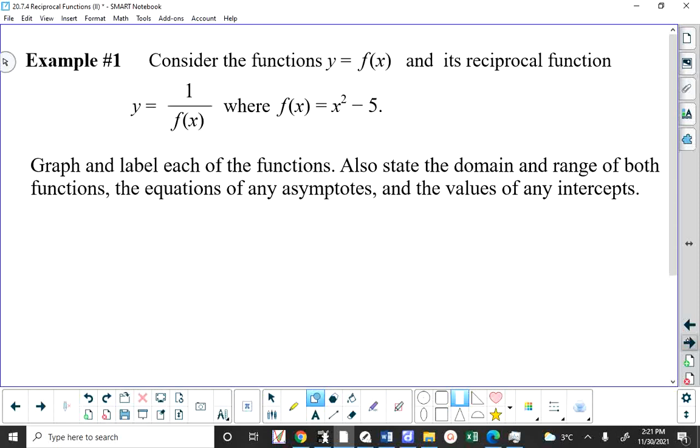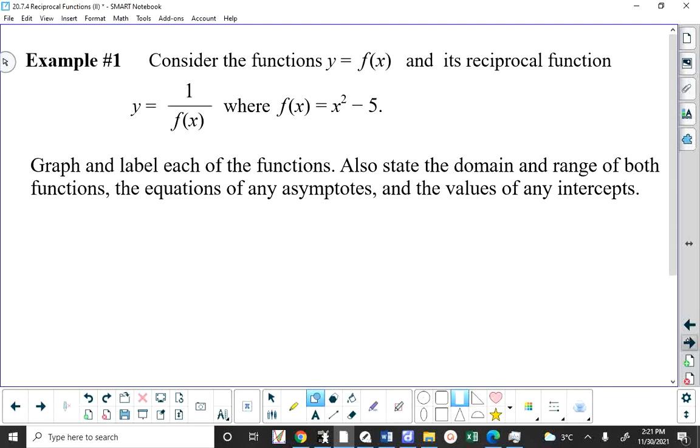In the example I was talking about earlier, I think the original function was 5x minus 10. Does that ring a bell? That was a linear function that we were reciprocating and graphing. This is a quadratic function. So graph and label each of the functions.